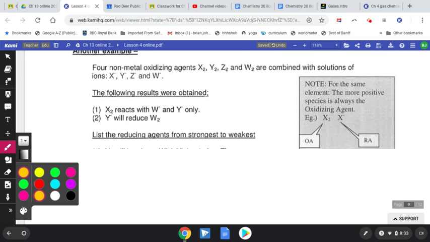All right, four nonmetal oxidizing agents. So there's our nonmetal oxidizing agents, and here are their ions, which will be the reducing agents. So they've helped us out there. Okay, X2 as an oxidizing agent reacts with W minus and Y. So X2 sits above W minus and Y. I don't know which of those is stronger, so I'm just going to put them side by side. Only. That means that it does not react with Z minus. It reacts with W and Y, but not with Z. So that means Z minus is sitting up there.